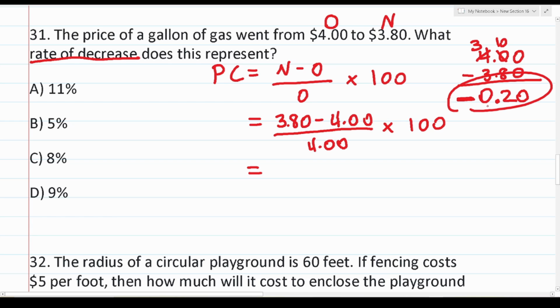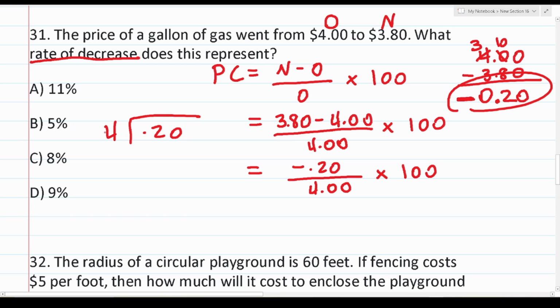So we can see that 380 minus 4 is negative 0.20. So let's just write negative 0.20. This is divided by 4 times 100. Okay, so as far as this 100 goes, let's disregard that for a minute because there's a few things we can do with it. What I want to do right now is do 0.20, and I want to divide that by 4.